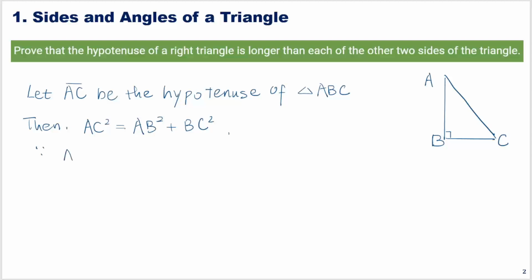And because AB squared is positive and BC squared is also positive, we must have AC is greater than AB, right? And also AC is greater than BC. You get it? Hence, the hypotenuse of a right triangle is longer than each of the other two sides of the triangle. We have proved this statement, right? So taking care of the longest side in the right triangle was pretty easy.